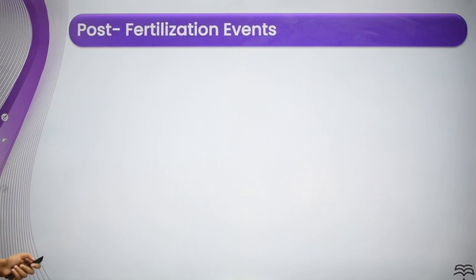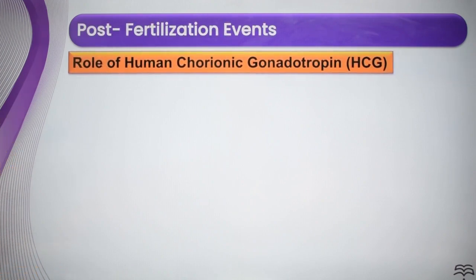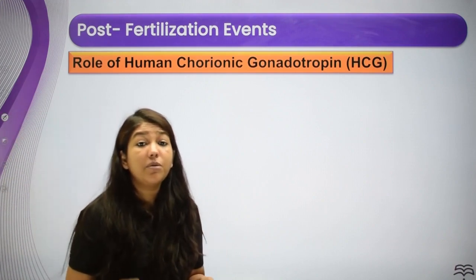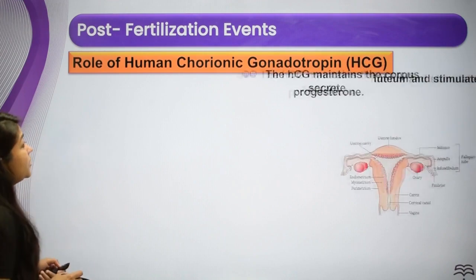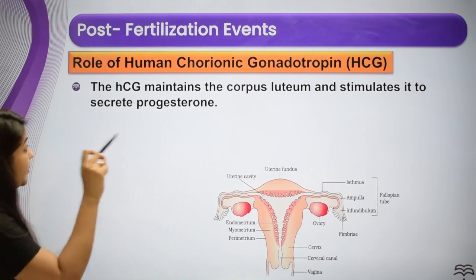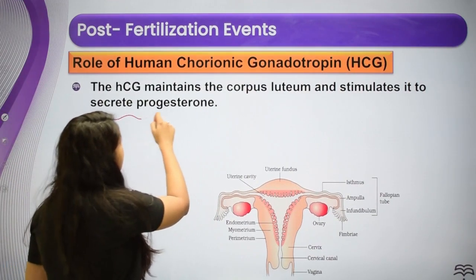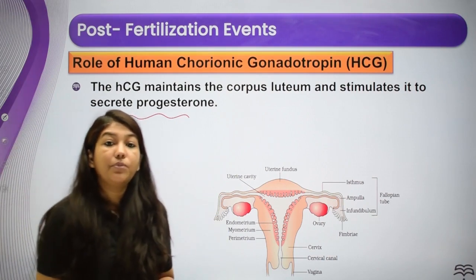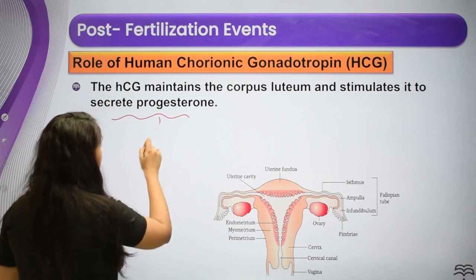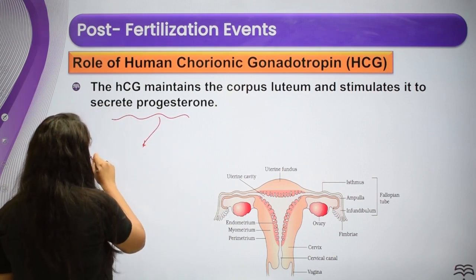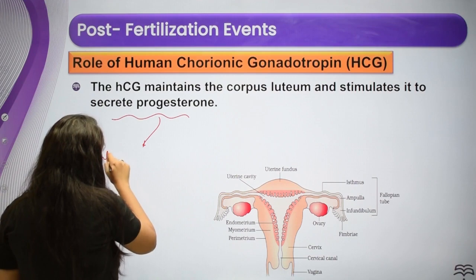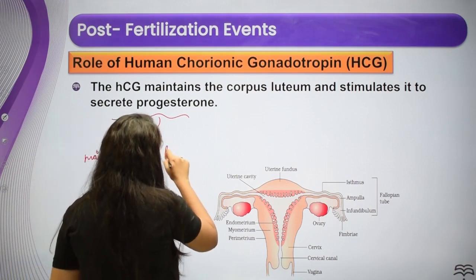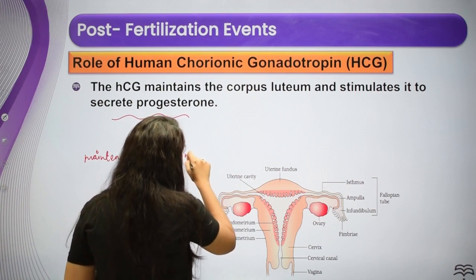All right, now next let's talk about the role of the HCG. Where is this HCG secreted from? It is coming from the placenta. So this HCG maintains the corpus luteum and stimulates it to secrete progesterone, right? We've already seen how important progesterone is. Progesterone is important for maintenance of pregnancy.